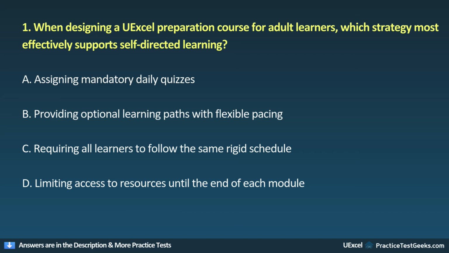1. When designing a UExcel preparation course for adult learners, which strategy most effectively supports self-directed learning? A. Assigning mandatory daily quizzes. B. Providing optional learning paths with flexible pacing. C. Requiring all learners to follow the same rigid schedule. D. Limiting access to resources until the end of each module.